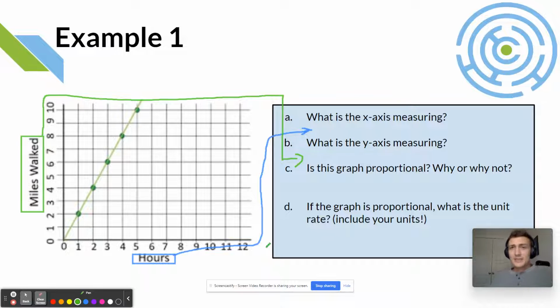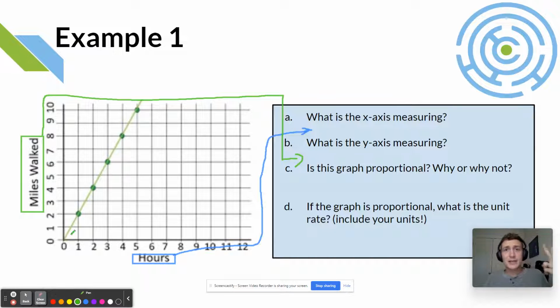Now, is this graph proportional? This is the next thing we need to find out once we found our two axes. That is the plural for axis, is axes. So let's see, is this graph proportional? Let's try it out. Well, wait, we know this.